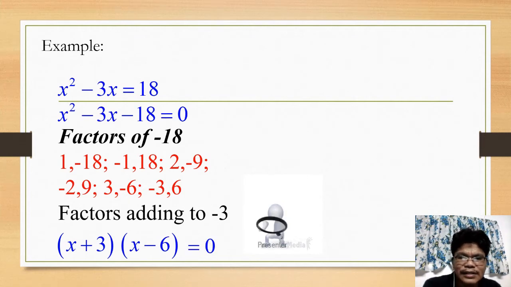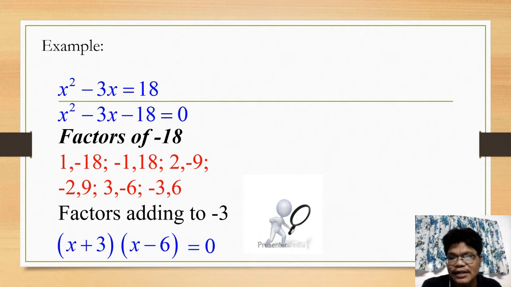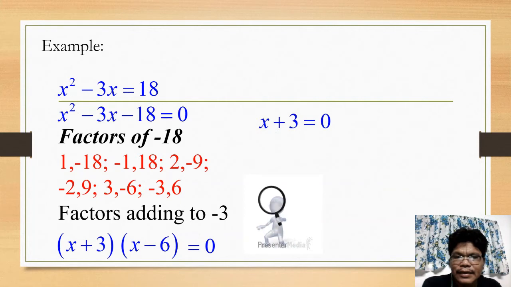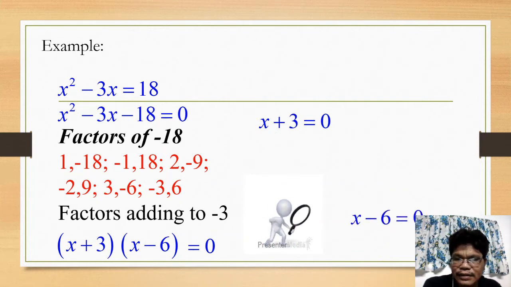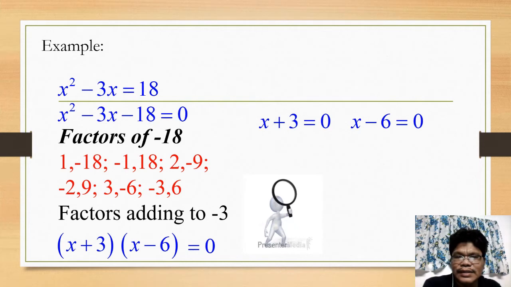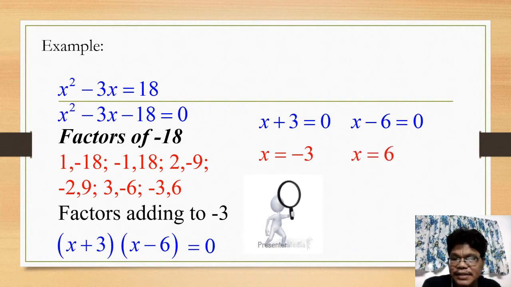So the factors now are x plus 3 and x minus 6. This time, we're going to apply the zero factor theorem. So it becomes x plus 3 equals 0 and x minus 6 equals 0. Now, these equations are examples of linear equations, so we're going to solve them by using the addition property of equality. Add the first equation by negative 3 and add the second equation by 6. So the value of x now is negative 3 and the other one is positive 6.